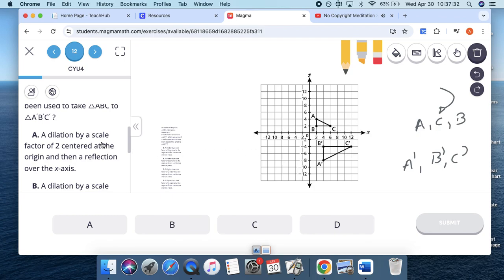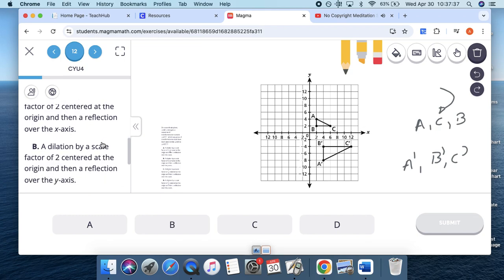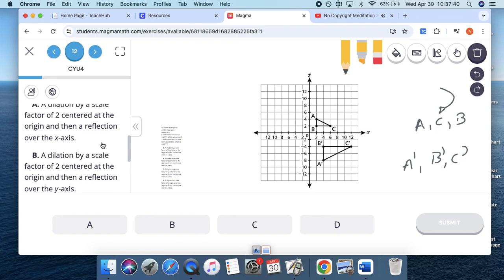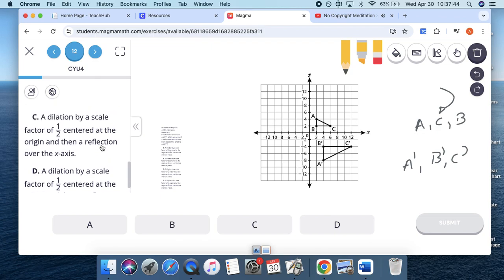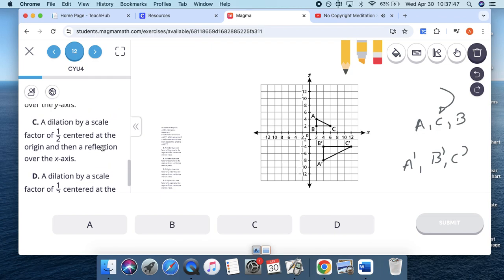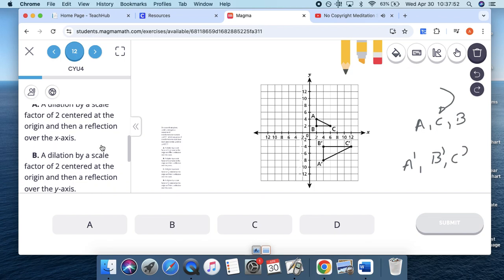So it says a dilation by a scale factor of 2. Well, there's a dilation and then a reflection over the x-axis. So C and D says a dilation by a scale of a half. No, it didn't get smaller, it got bigger. So it's definitely either A or B. They're both dilation of 2, but one says reflect over the x-axis and the other one says reflect across the y-axis. So definitely this was a reflection over the x-axis, right? So we want letter A. Oh my God.